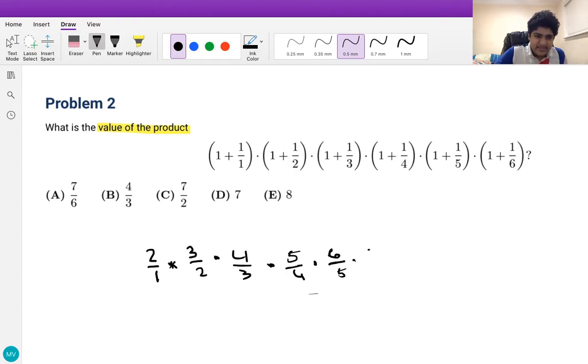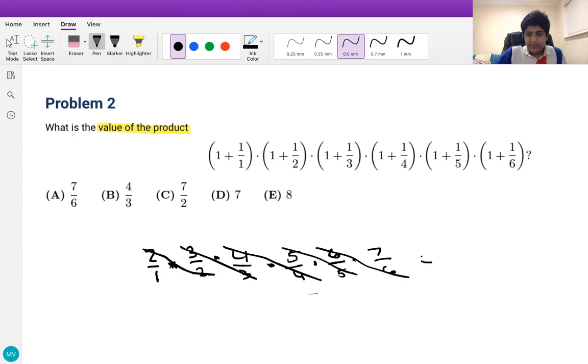Now we can notice here that we can cancel out the numerators and the denominators. So, for example, this 2 in the numerator cancels out with this 2 in the denominator. Similarly, these 3's cancel, these 4's cancel, etc. And what we end up with is this product just equaling 7 divided by 1, which is simply 7, or answer choice D. And let's move on to the next question.